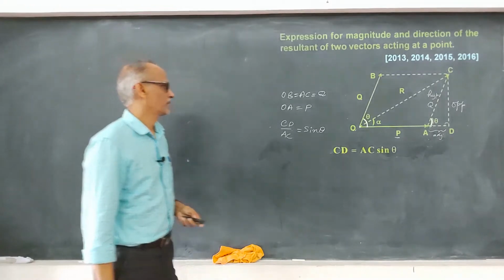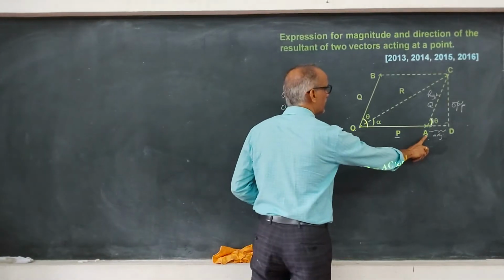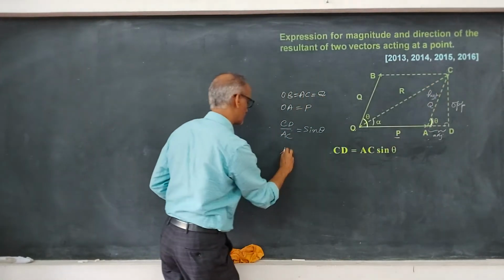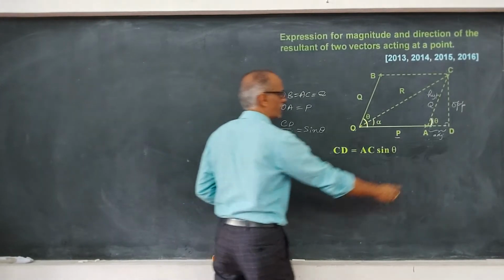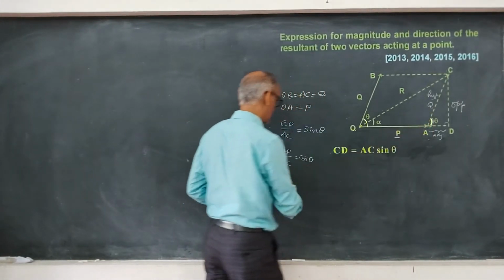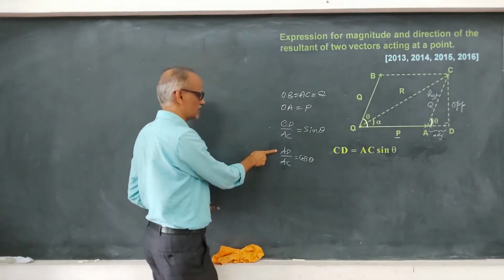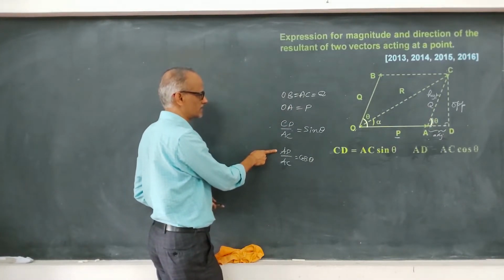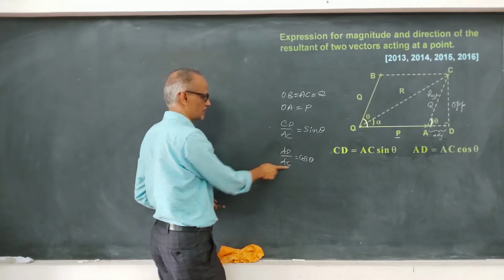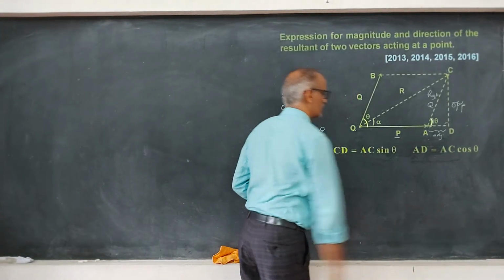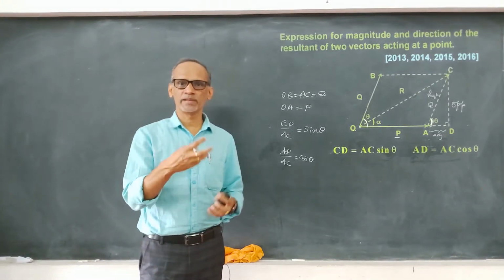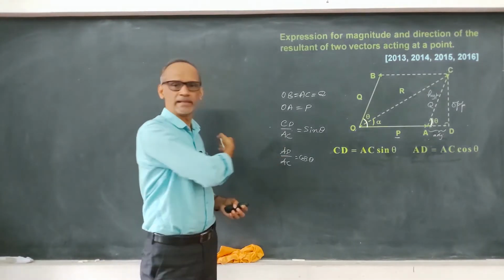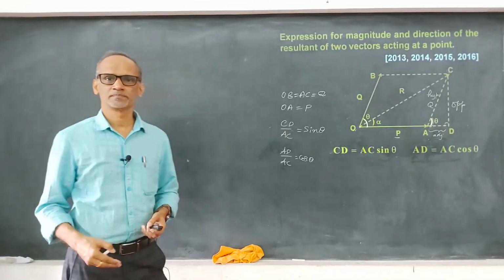Next, AD by AC. AD by AC is nothing but cos theta, right? Adjacent by hypotenuse is cos theta. Therefore, AD is equal to AC cos theta. Now, why am I writing all these sides? Because we are going to use this data later to complete the derivation.